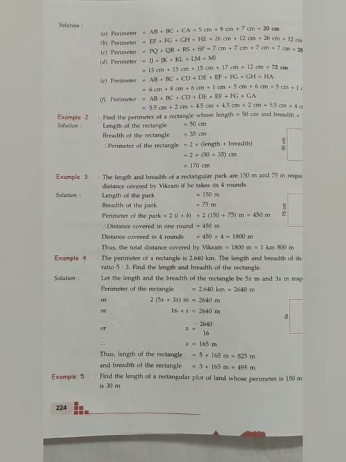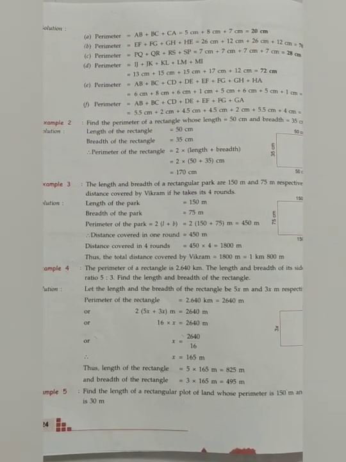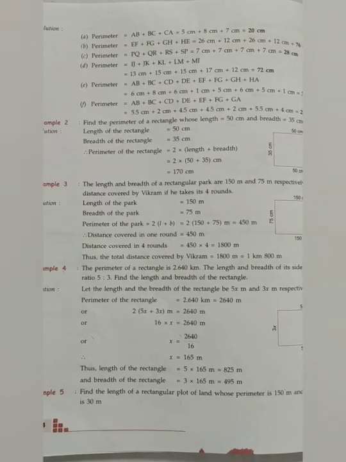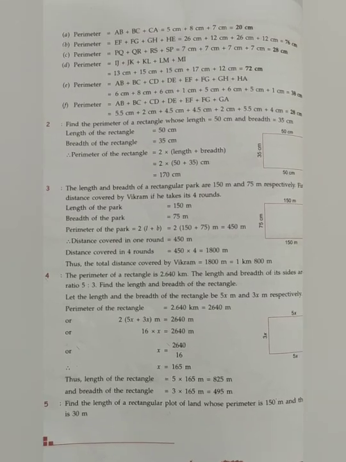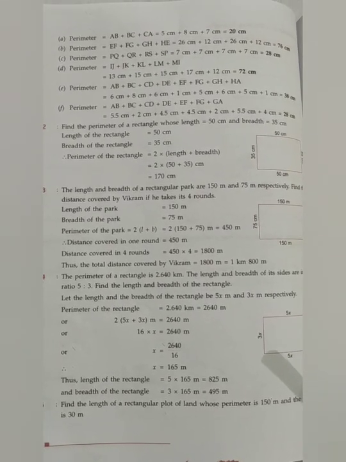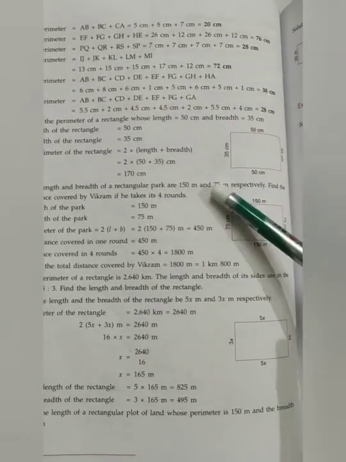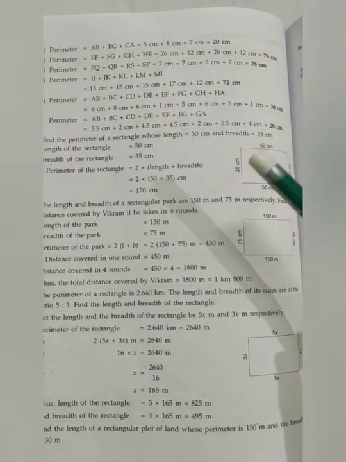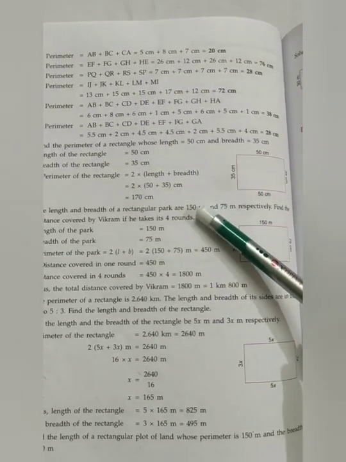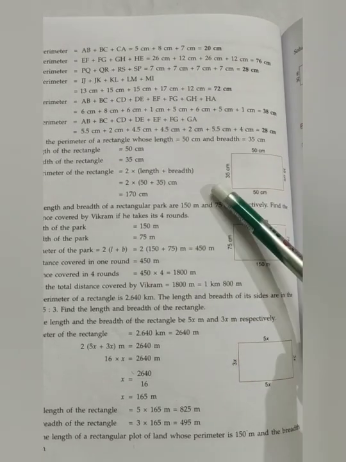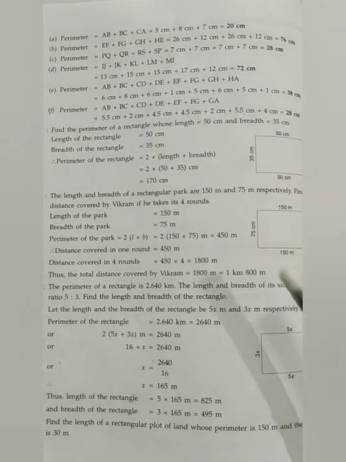Then comes to example 2. Find the perimeter of a rectangle whose length equal to 50 centimeter and breadth equal to 35 centimeter. So here we have to find out what? Perimeter of a rectangle. Very easy. Just put your formula 2 multiply (L plus B), means length plus breadth. 50 plus 35, multiply 2.